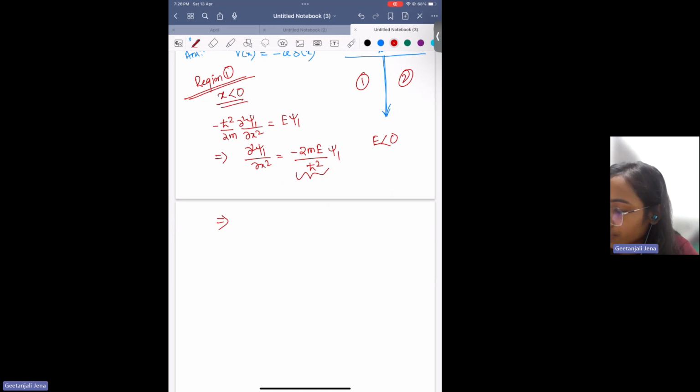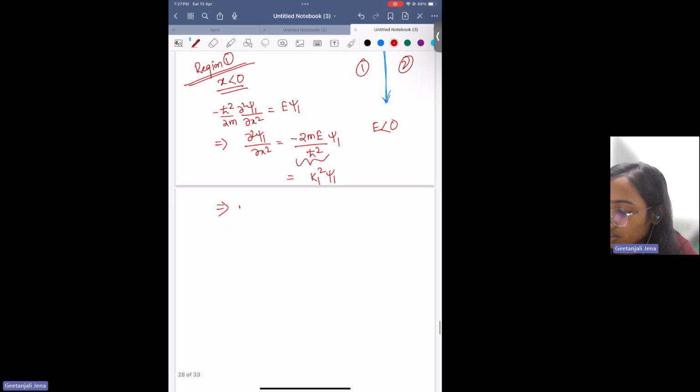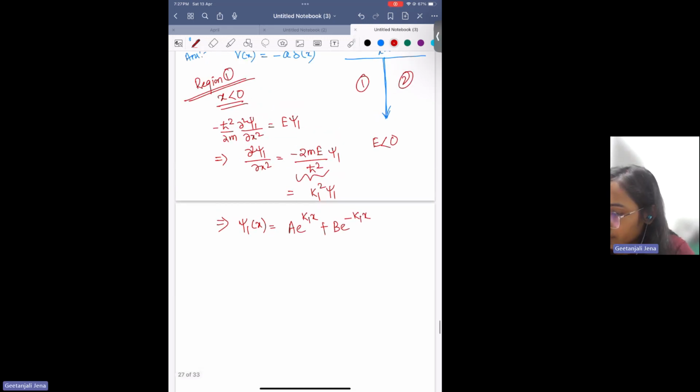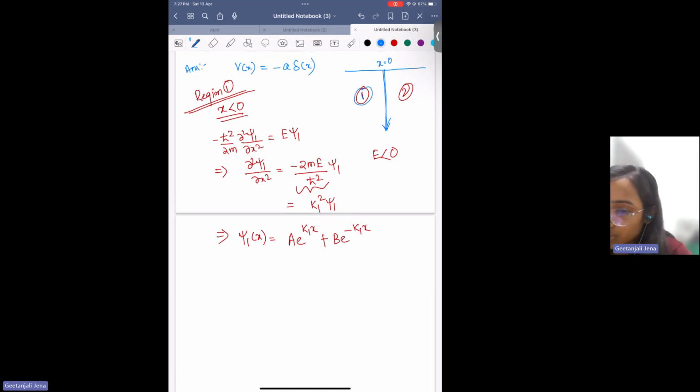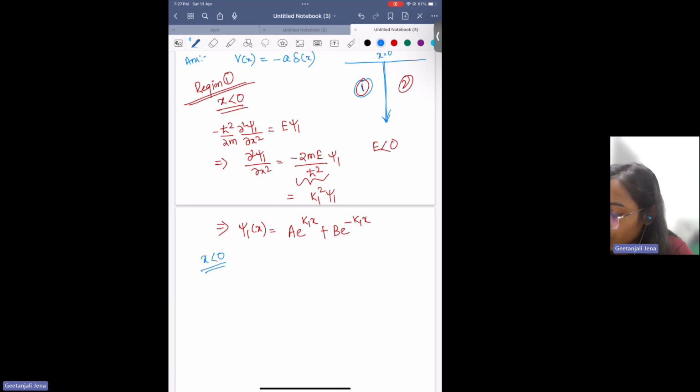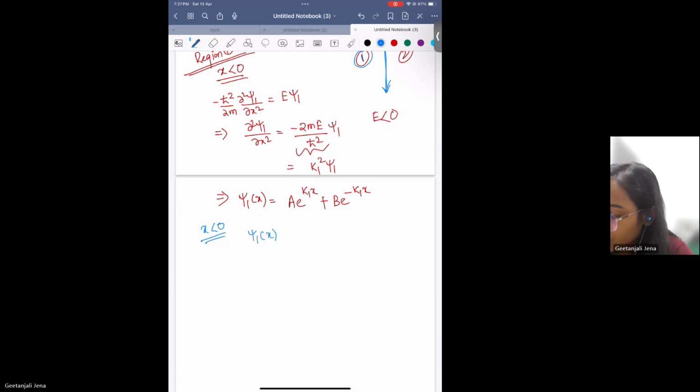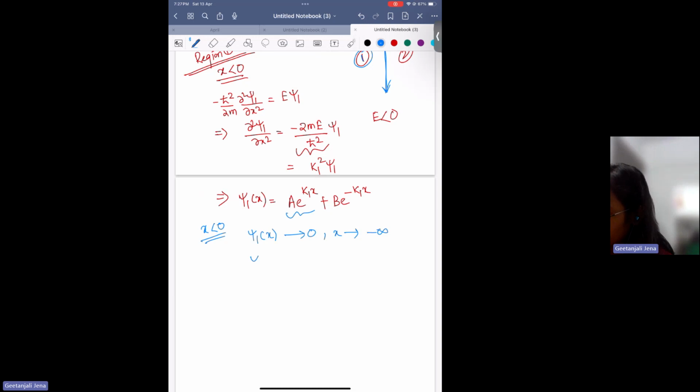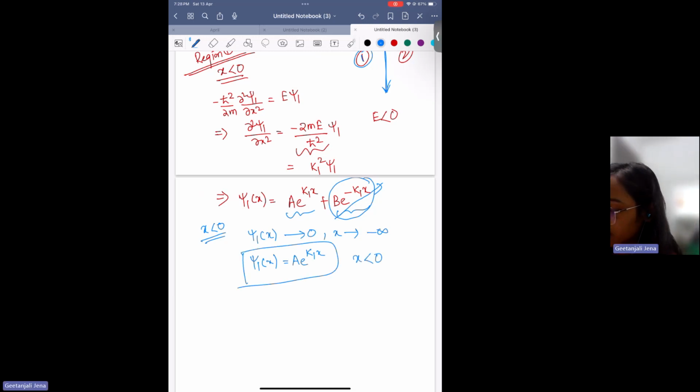So if you take this term as k1 squared psi 1, the solution we will get is psi 1 of x equals a e to the power k1 x plus b e to the power minus k1 x. But there is a catch here. For a bound state in region 1, where x is less than 0, psi 1 of x should go to 0 when x tends to minus infinity. So the exponentially growing factor should be 0 for region 1. When x tends to minus infinity, the term b e to the power minus k1 x will grow exponentially. So psi 1 of x should be a e to the power k1 x for x less than 0.